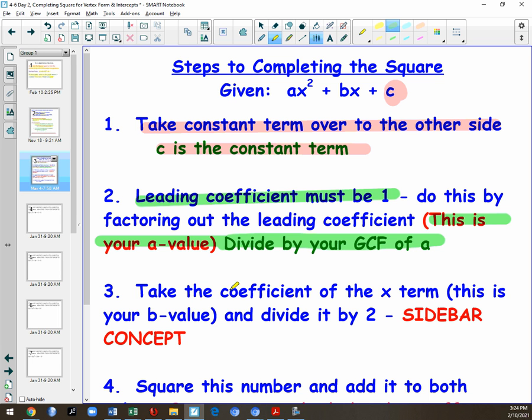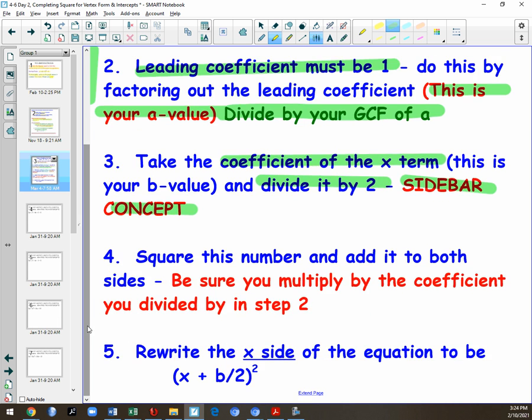Then we're going to take the coefficient of the x term, and we're going to divide that by 2. I'm going to call this our sidebar. This is where we're going to do all of our thinking. We're going to take that number and square it and add it to both sides. Now, this is where everybody usually messes up: you forget to multiply by what your leading coefficient was. So if you factored out a coefficient of 2, you have to multiply it by 2. I'll get into that as we go further. And then you're going to have the (x plus b over 2) quantity squared.